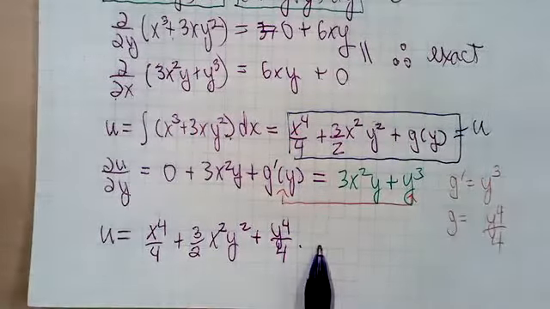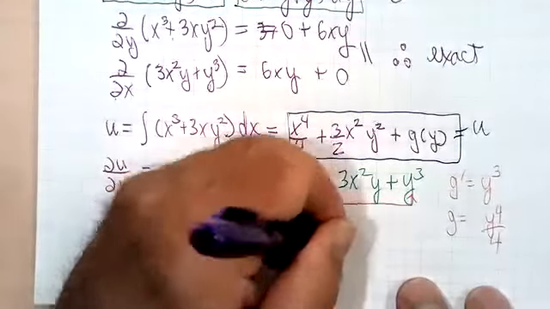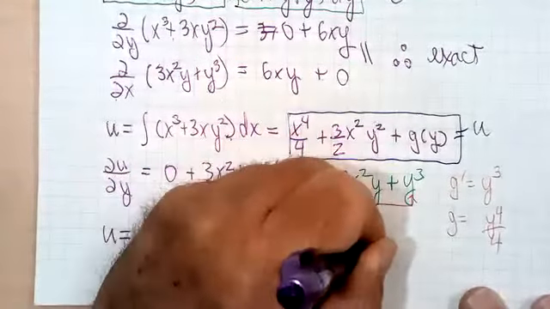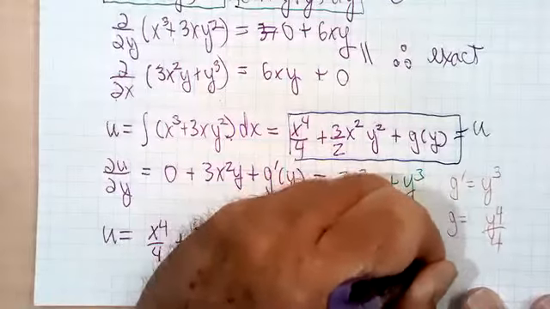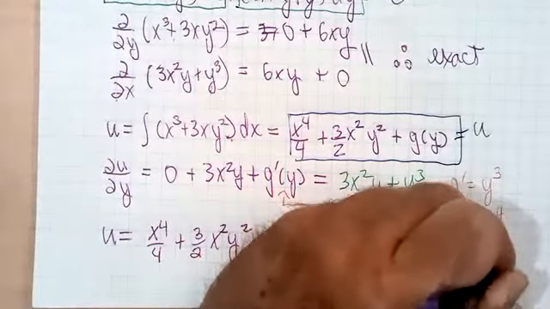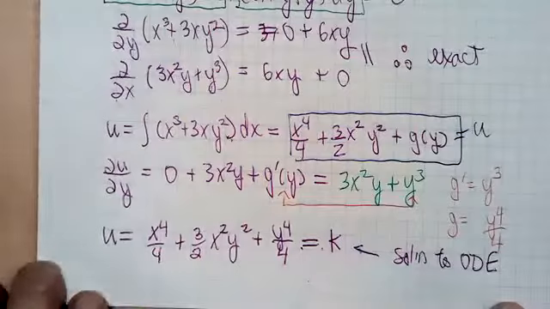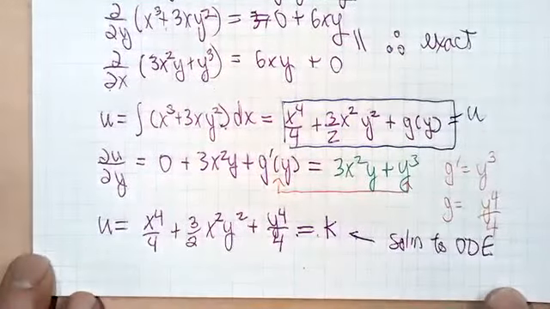But it doesn't matter if there's a plus C because we're going to set this equal to a constant. This right here is the solution to the ODE. It's the implicit solution to the ODE.